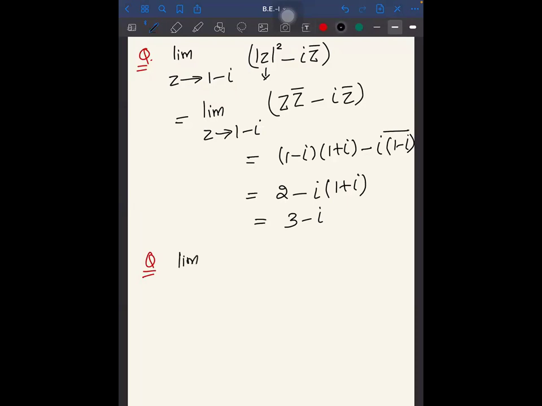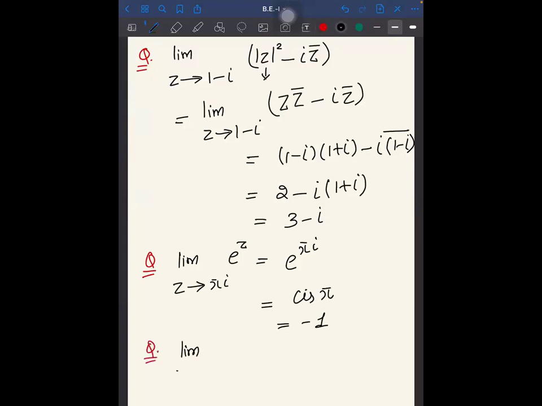Limit z goes to pi iota, e raised to power z. So what is that? It is simply e raised to power pi iota, and that is cos pi plus iota sin pi, which is equal to minus 1. Okay, right?